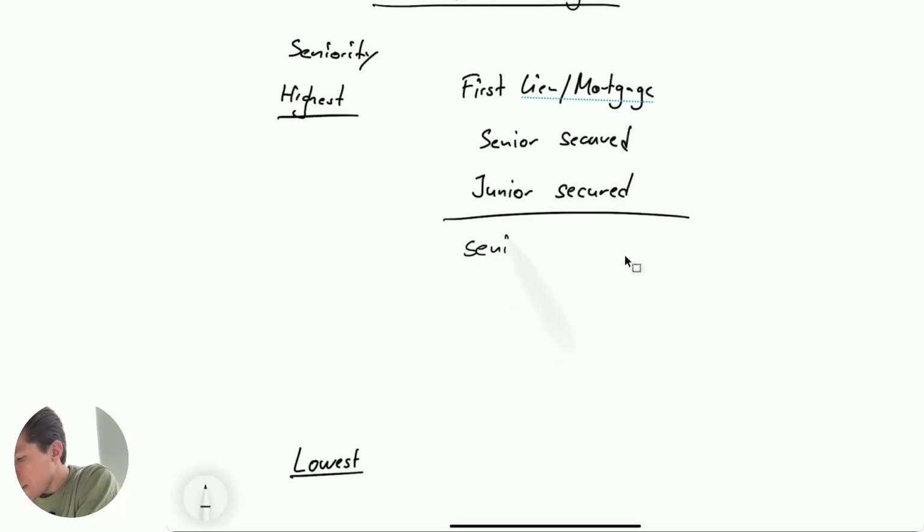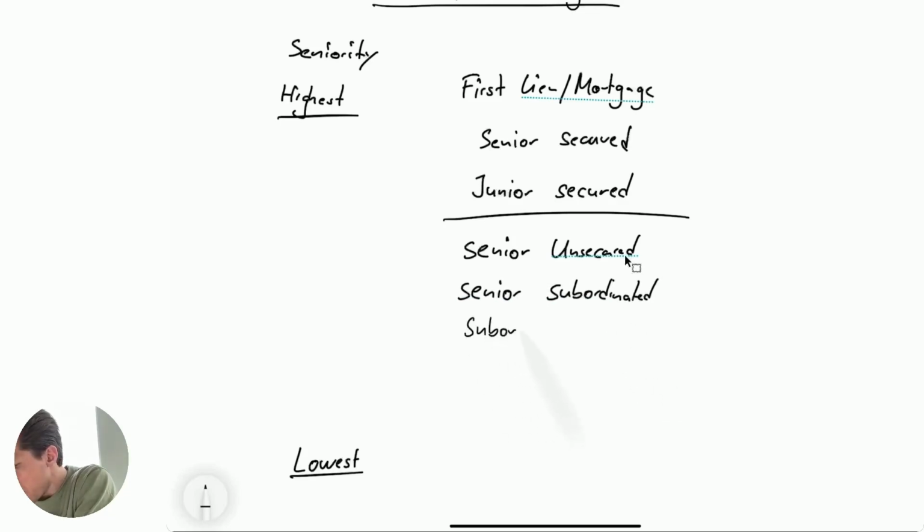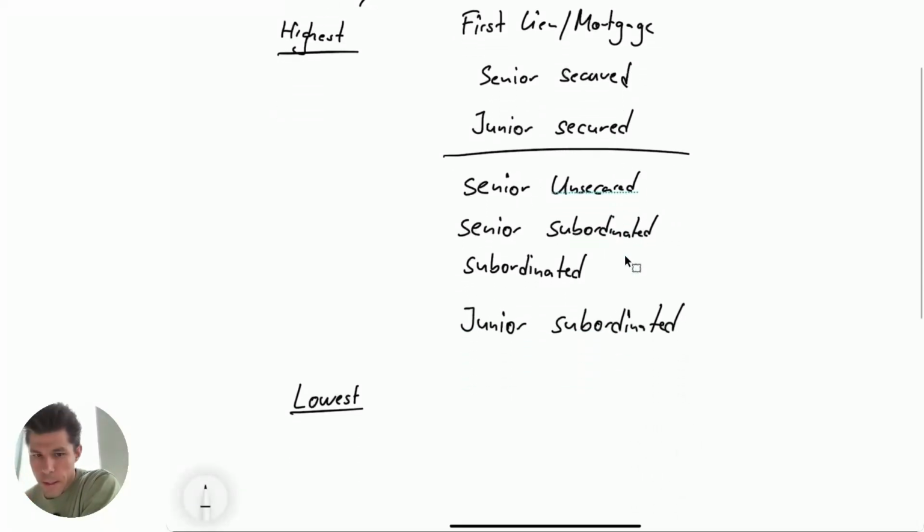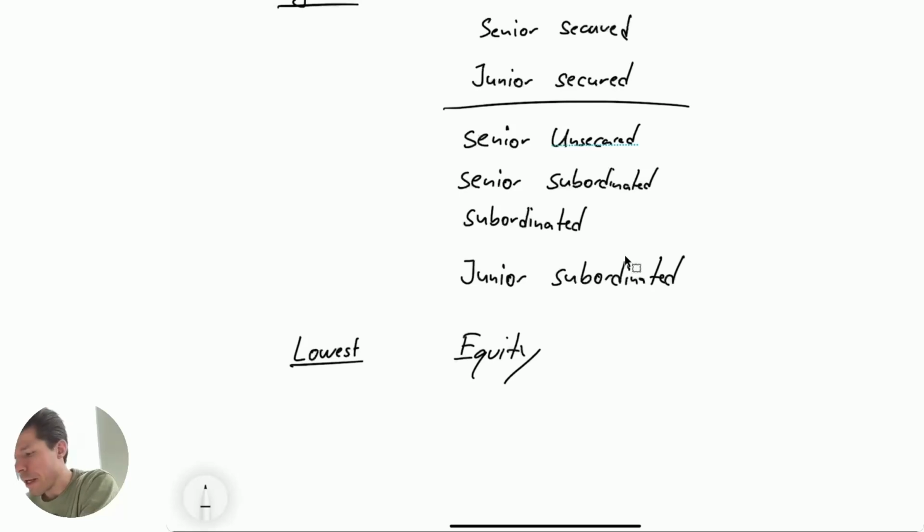Then we have senior unsecured, senior subordinated, junior subordinated, and then, not part of this session, at the very end you would have equity. We talked about it, preferred and common equity.